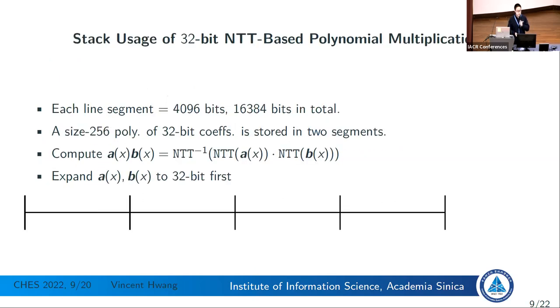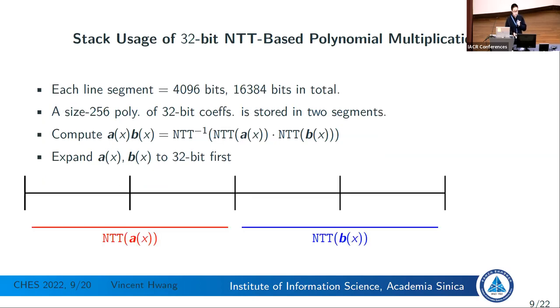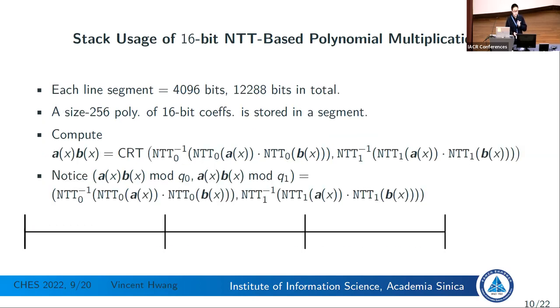We first recall the 32-bit NTT-based approach. Suppose each line segment represents a continuous block of 4096 bits. This implies that we can store a size 256 polynomial of 32-bit coefficients in two continuous line segments. So for the 32-bit approach, we need four line segments. And here is an illustration.